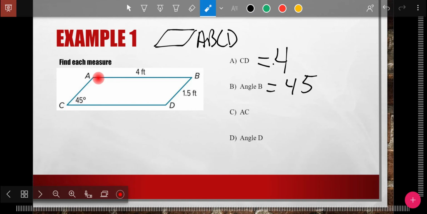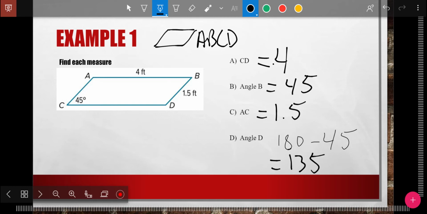AC is right here. All right. BD is right here. They're across from each other. They're opposites. Opposite sides congruent. And so AC is 1.5. Angle D is probably the trickiest one. Angle D is right here. It is consecutive. And so for angle D, I have to actually do math. I have to do 180, supplementary consecutive angle, minus 45. And so angle D equals 135 degrees.